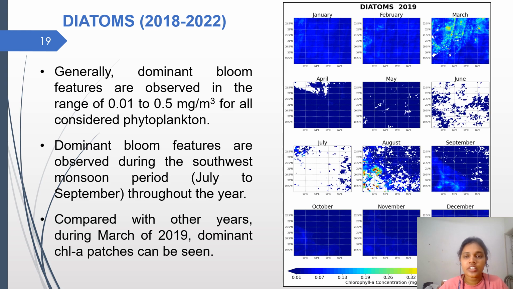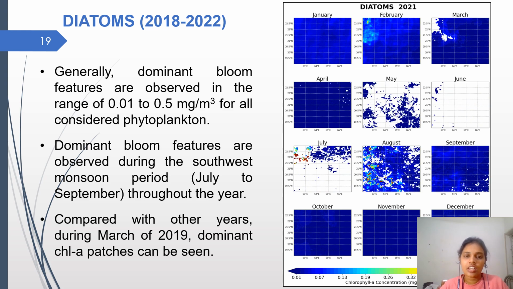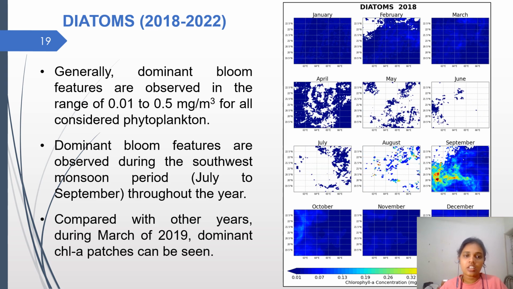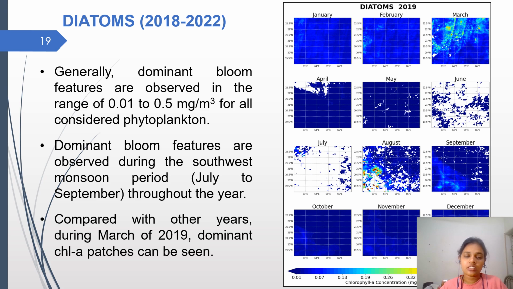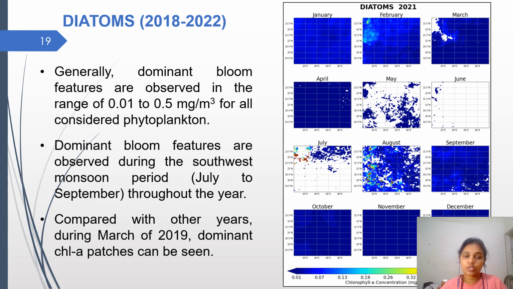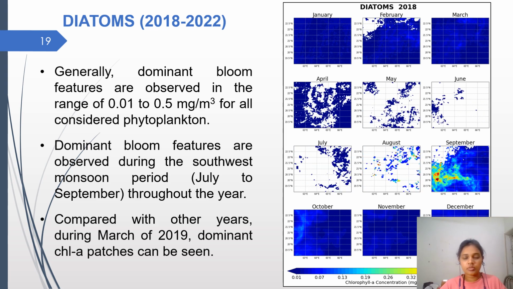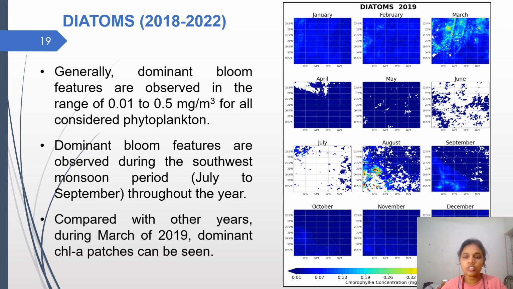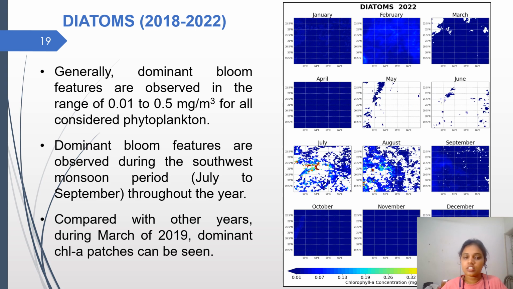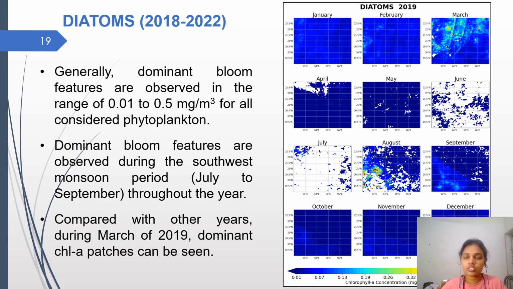This shows the monthly variation of diatoms over these years. For generally all the phytoplankton considered, bloom-burst features were dominantly observed in the range of 0.01 to 0.5 mg per meter cube. If we consider diatoms, we can see that during the southwest monsoon their dominance is high. Compared with other years, March 2019 shows dominant chlorophyll patches for diatoms.